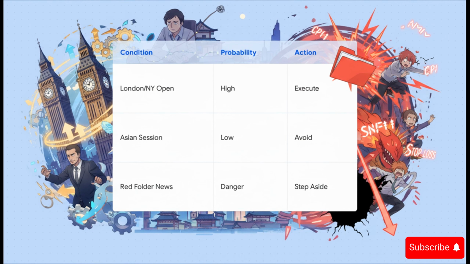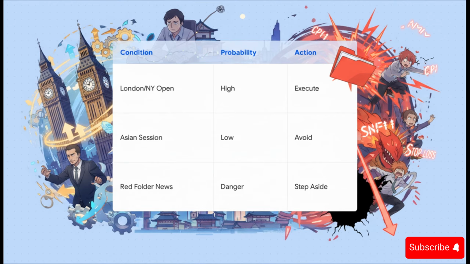Now, your setup could be technically flawless, absolutely picture perfect. But if your timing is wrong, you're still going to lose. Think about the London or New York opens. That's high-probability conditions where massive institutional volume lives. But if you try to force a trade during the Asian session, you're usually just dealing with low-probability, sideways ranging chop. And trying to hold a setup right through major red folder news like CPI or NFP is pure danger. Economic data can entirely override your technical setup, causing massive slippage that skips right past your stop loss.